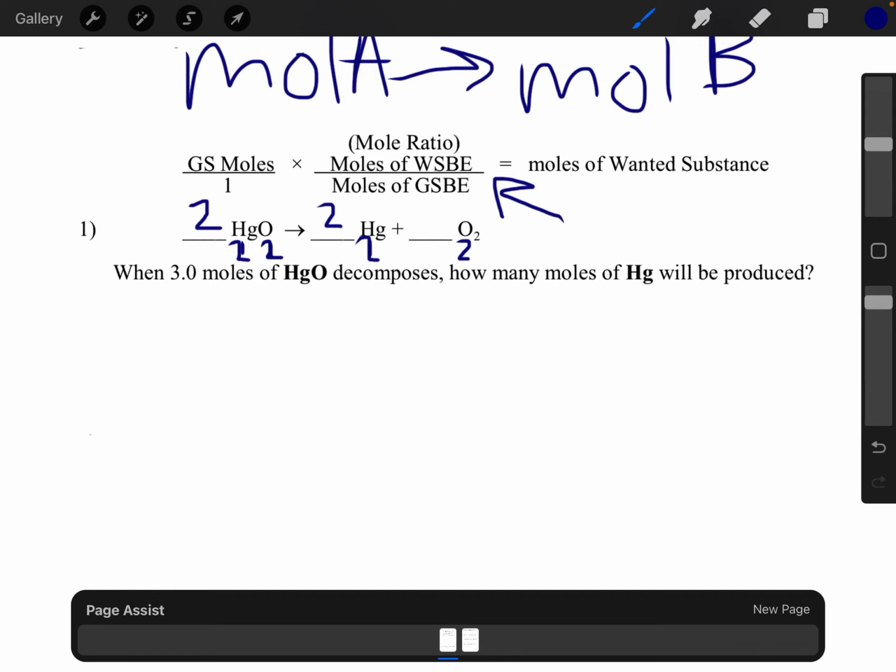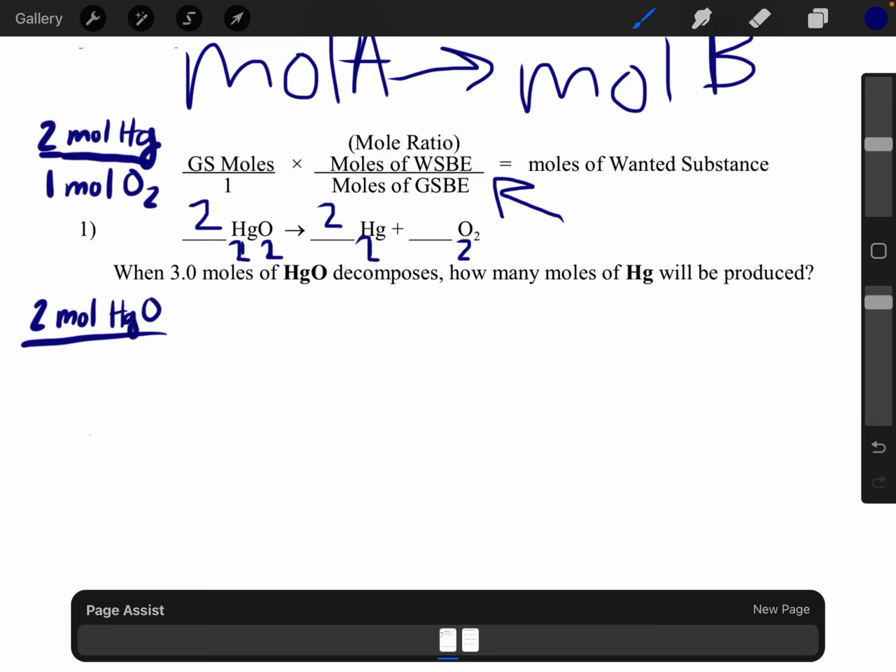So now that we have a balanced equation, we're going to be able to write a mole ratio between any of these three substances. So for example, we could say, for every 2 moles of mercury, we are also making 1 mole of oxygen, diatomic oxygen. We could also say for every 2 moles of mercury oxide, we can make 1 mole of oxygen. So literally what I'm doing is taking the coefficient from that specific substance.